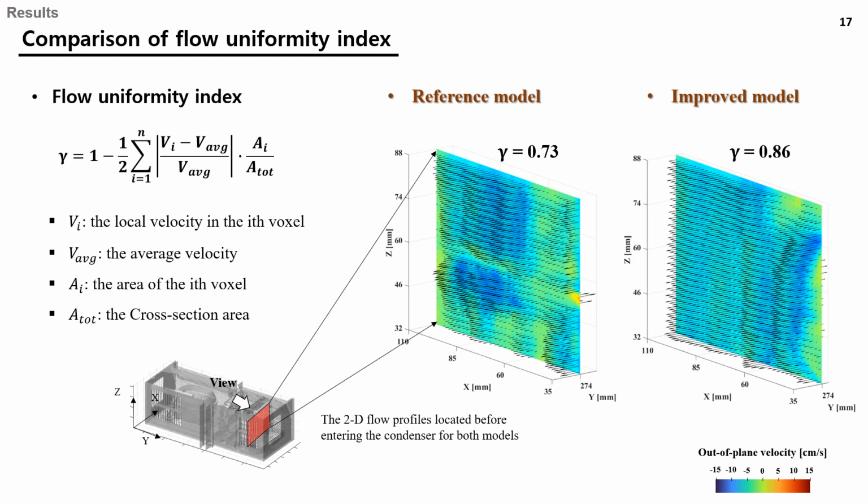And here is the result of 2D flow profiles located before entering the condenser for both models. The flow uniformity index, a dimensionless parameter used to quantify the uniformity of flow distribution, is defined as follows. A flow uniformity index closer to 1 indicates a highly uniform flow distribution. So from this result, it was confirmed that the improved model, our proposed structural modification, enhanced the flow uniformity.